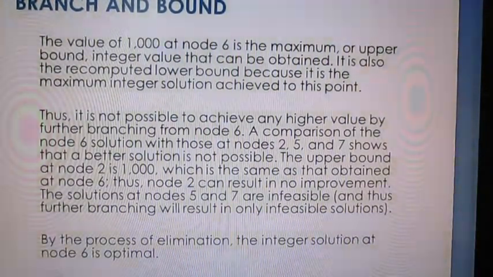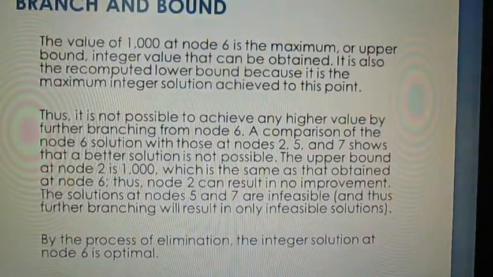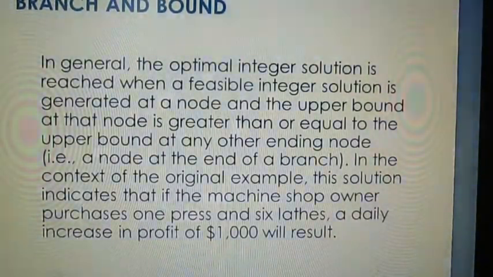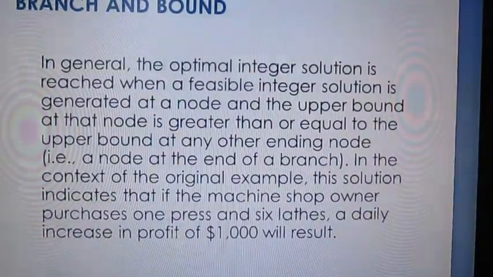The solutions at nodes 5 and 7 are infeasible, and thus further branching will result only in infeasible solutions. By the process of elimination, the integer solution at node 6 is optimal. In general, the optimal integer solution is reached when a feasible integer solution is generated at a node and the upper bound at that node is greater than or equal to the upper bound at any other ending node. In the context of the original example, this solution indicates that if the machine shop owner purchases 1 press and 6 slates, a daily increase in profit of 1,000 pesos will result.